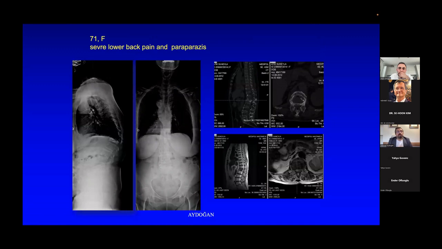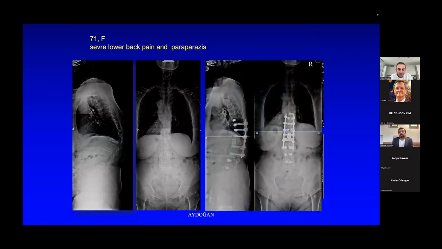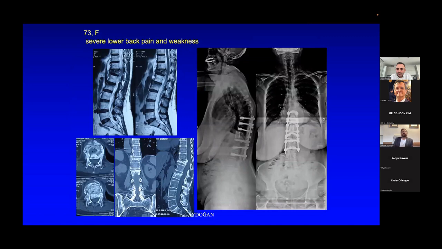Another patient, 71 years old, had severe low back pain, severe kyphosis, and was paraparetic at that time, and we treated her in the same fashion. I use junctional level vertebroplasty for prevention of adjacent level fractures. Another patient also had severe low back pain and weakness in her lower limbs, so we treated her in the same fashion also, as you see here.